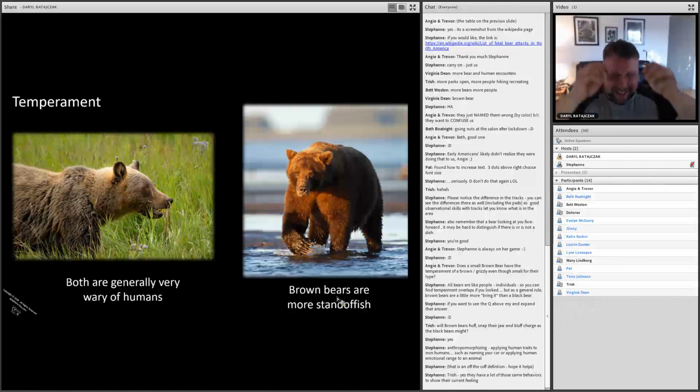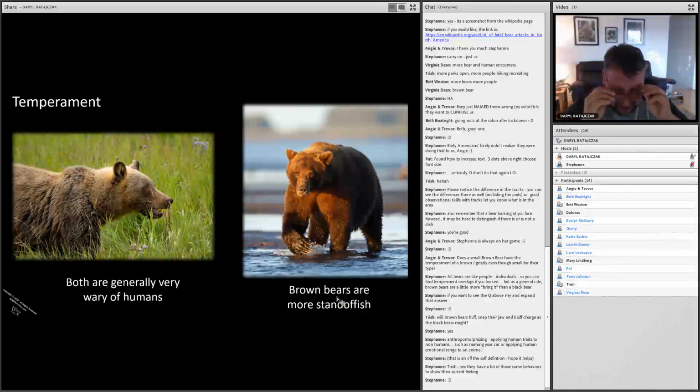Thank you, Steph. I did the cardinal sin of using a word that I use a lot that others might not know as easily.